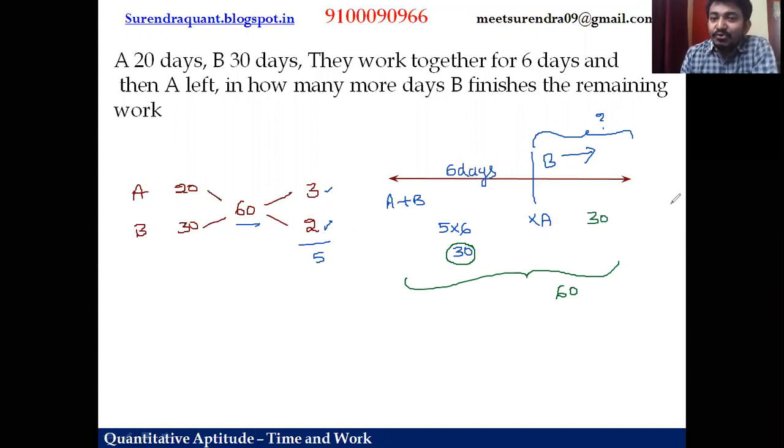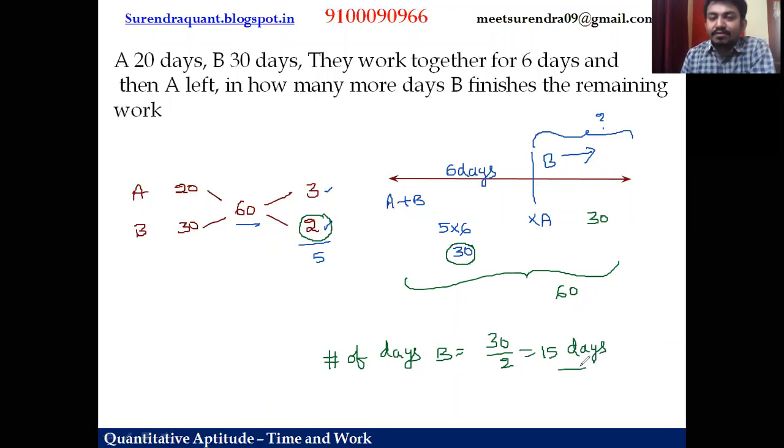Now B has to do the remaining 30 units of work at the rate of 2 units per day. B's 1 day work is 2 units, no? So what is the number of days taken by B to finish the remaining work? Total work is 30 units, 1 day work is 2 units. So it takes 15 more days to finish the remaining work.